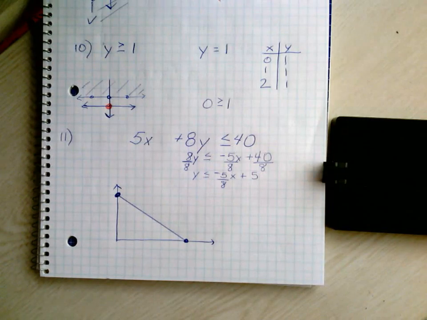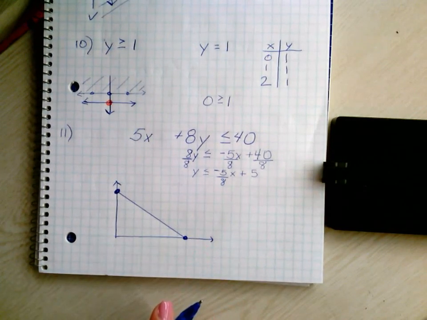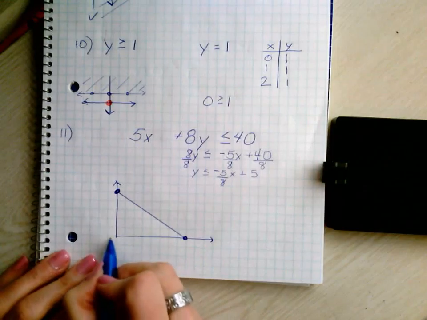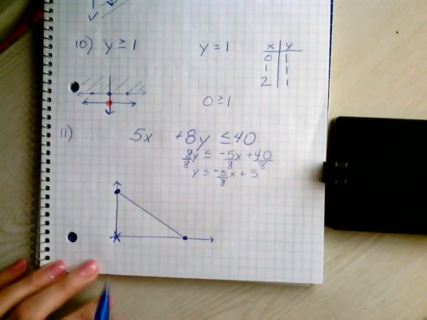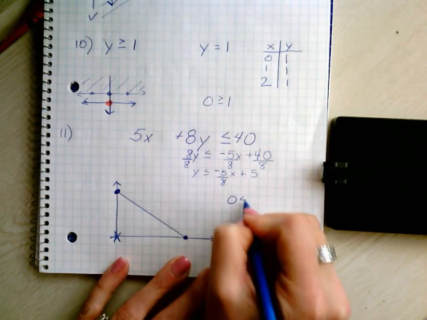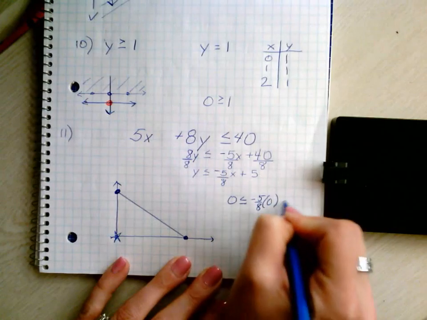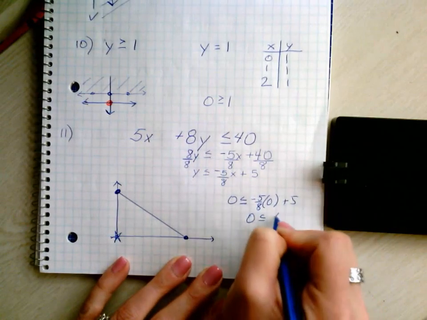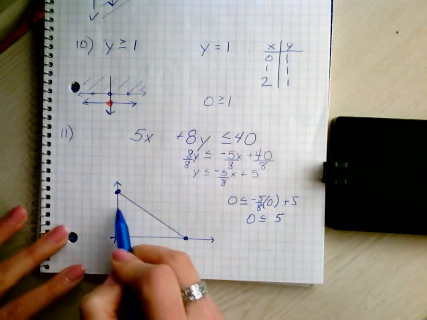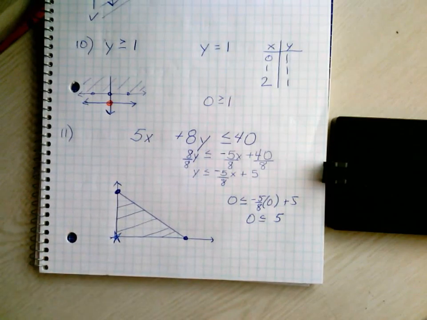Can I just be greedy and keep my gift certificate for later? Technically, 0, 0 is an option. Let's test it just to prove it to ourselves. 0 is less than or equal to negative 5/8 times 0 plus 5. Is 0 less than or equal to 5? That means this entire scenario can be possible.